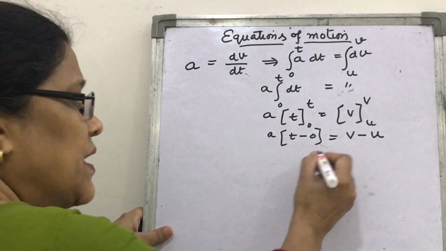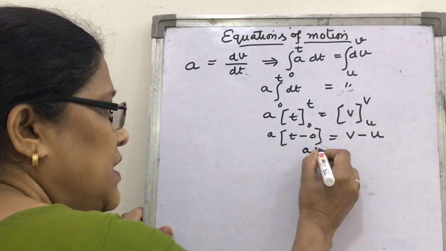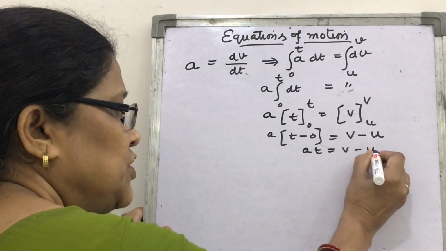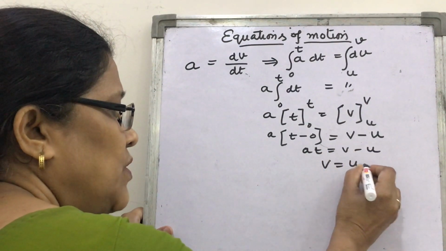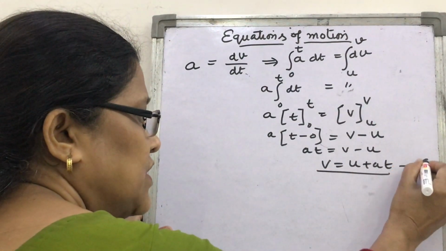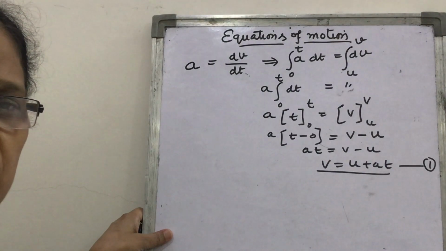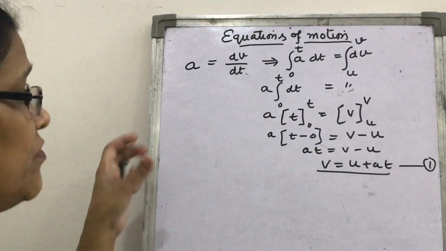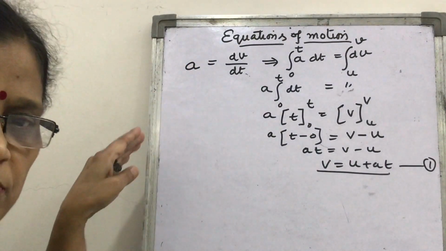Now, open the bracket. What will you find? at equal to v minus u. So, v equal to u plus at, and this is the first equation you have read and derived graphically. How? With the help of the graph, by taking the slope of the v-t graph.